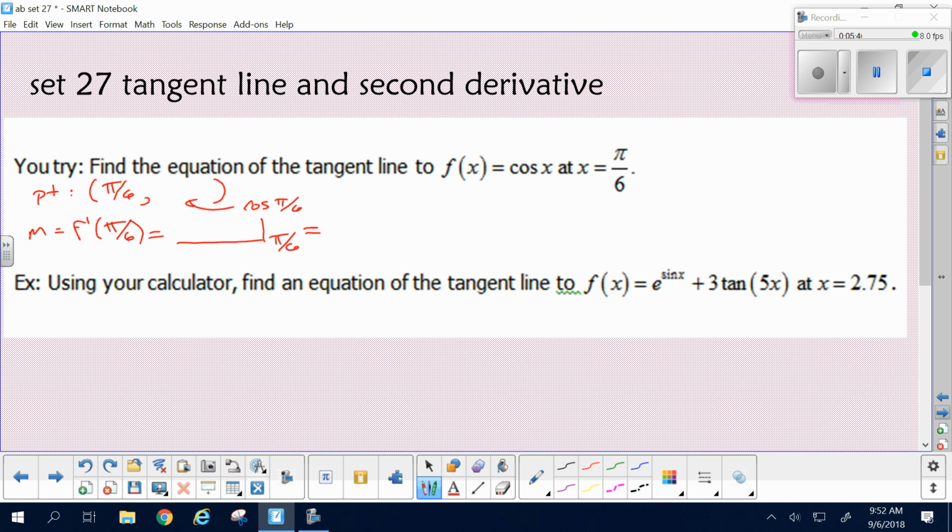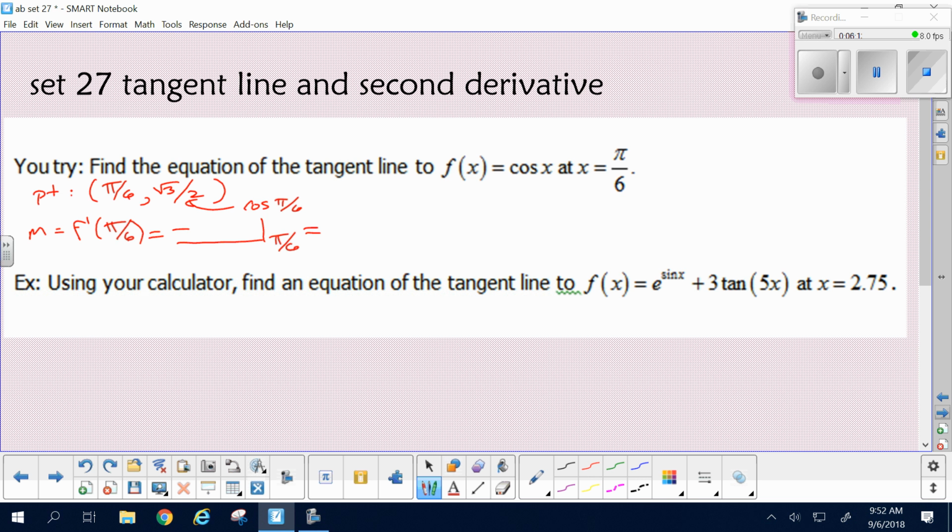How we doing? Looks like we're good. So the point, they give you the x, you need the y. Cosine of pi over 6 is? Come on, that's not hard, don't be afraid. Square root of 3 over 2. Okay, cool. F prime of pi over 6, that means we have to take the derivative. Yesterday we studied derivatives of trig. What's the derivative of cosine? You might not have it memorized, but hopefully you do.